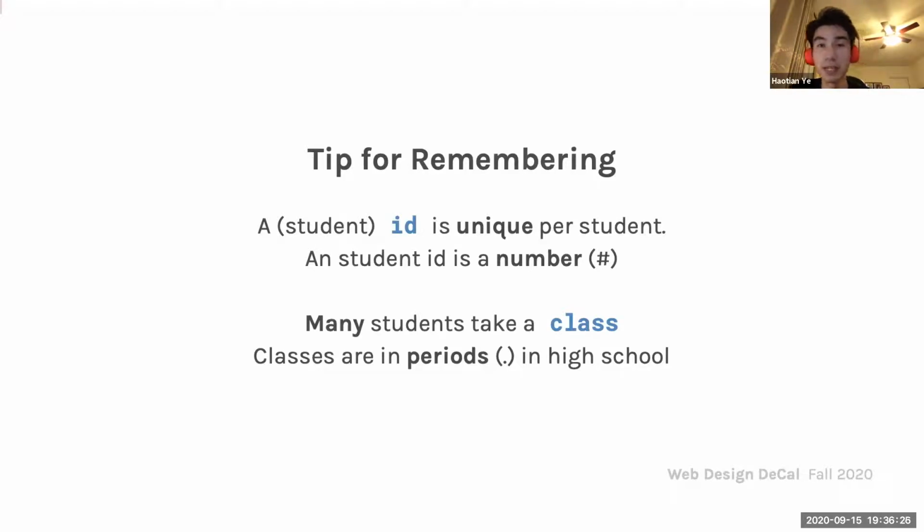However, for classes, many students take a class or classes. And classes in high school are in periods. So that's why you use a period to select classes. So keep in mind these two differences between selecting IDs versus classes. For IDs it's a hashtag, and then classes is through periods.